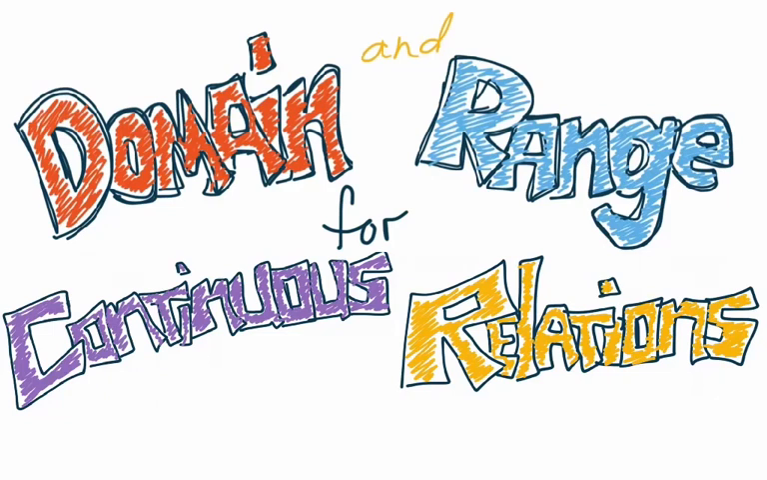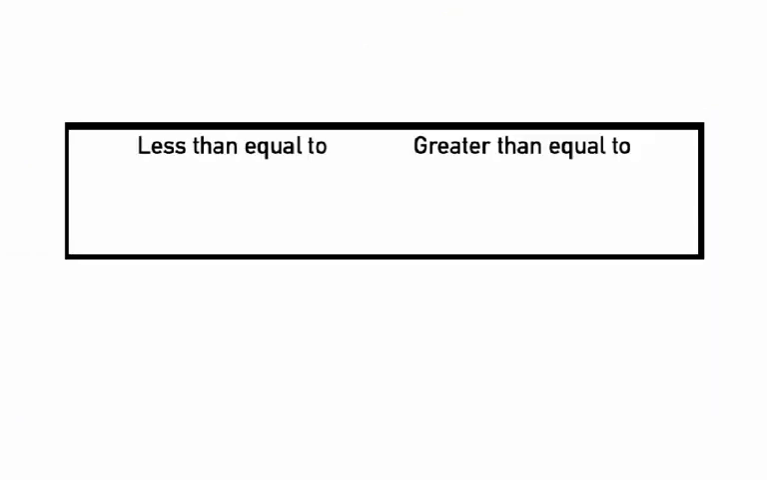So, domain and range for continuous relations. We've talked about domain and range, and we're going to look at it here on continuous relations on graphs. And we'll start out with a quick reminder here. So we're going to use inequality signs, and just a quick review here.